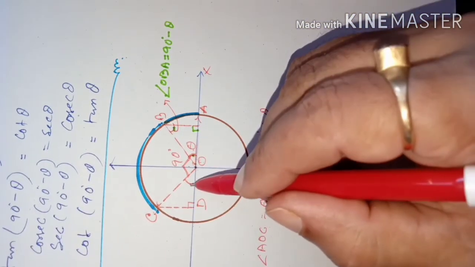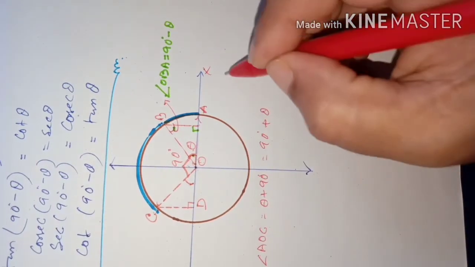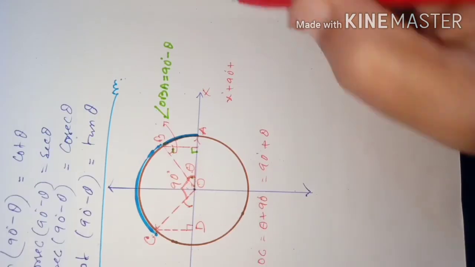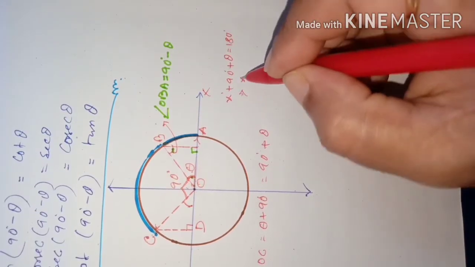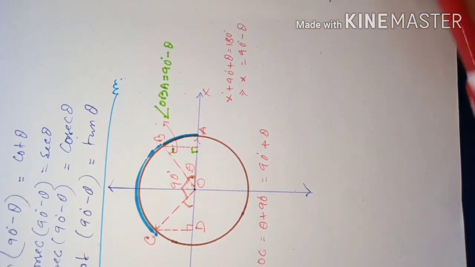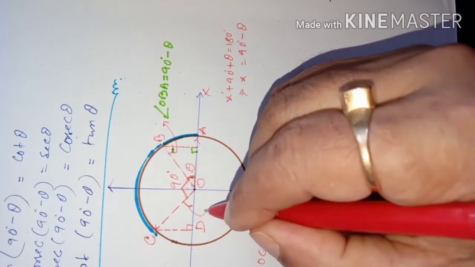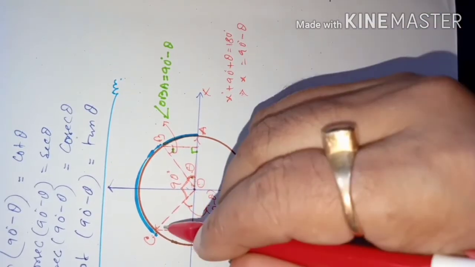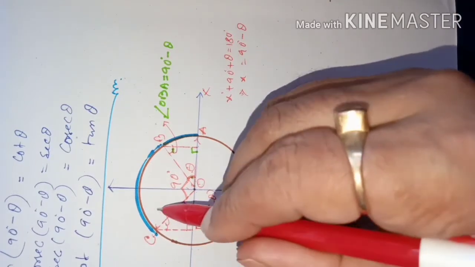You understand now? Suppose I say this angle is x degrees. Then x plus 90 plus theta is equal to 180, no? Therefore, x will be 180 minus 90, that is 90, minus theta. So this angle also is 90 degrees minus theta. Then since this plus this is 90 degrees, this angle must be theta.